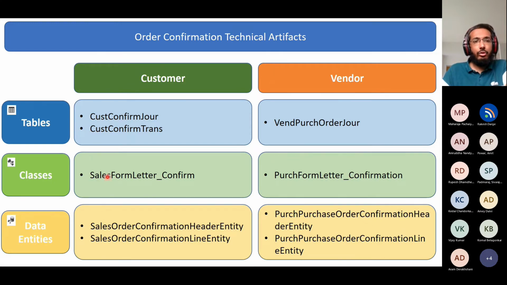The class that we normally use for performing an automated confirmation from UI: there might be a use case wherein the user will not go into the system and manually perform the confirmation, but this has to be done automatically, as an automated session. This will help the technical guys in the session right now who are freshers. So these are the classes you can use: sales form letter underscore confirm, and for vendors or purchase orders, you can use purchase form letter underscore confirmation. These classes and the underlying objects you can use to perform an automatic confirmation for that order.